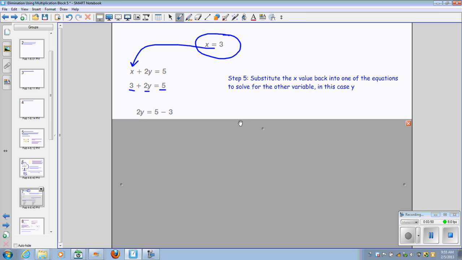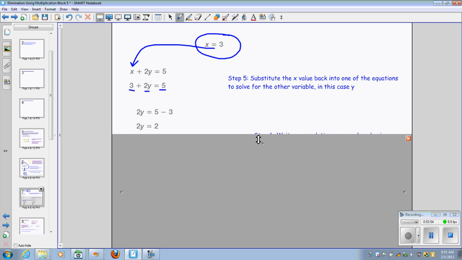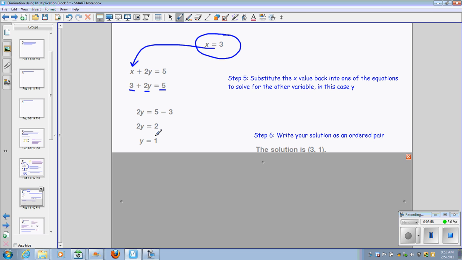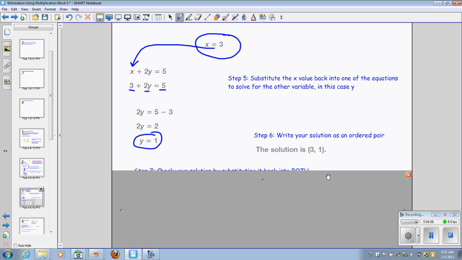We're going to solve for y by subtracting 3 from both sides. We get that 2y equals 2. If we divide both sides by 2, we get that y equals 1. And then we're going to write the solution as an ordered pair. The solution is (3, 1).